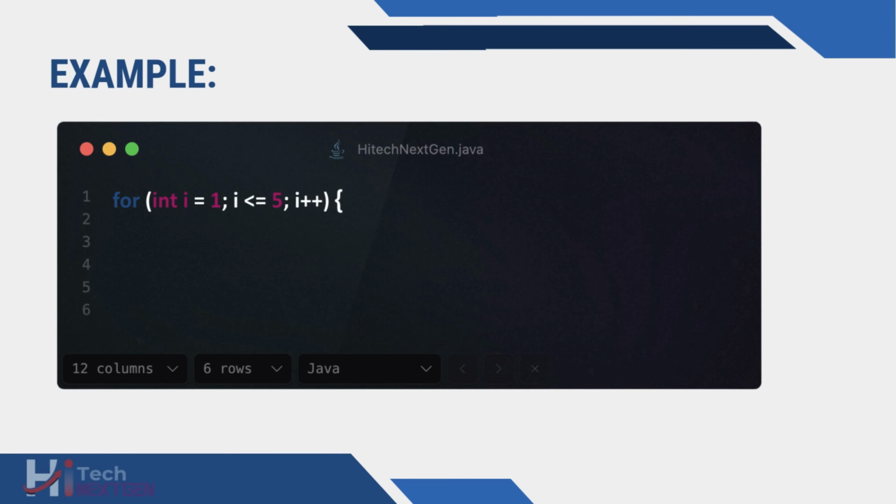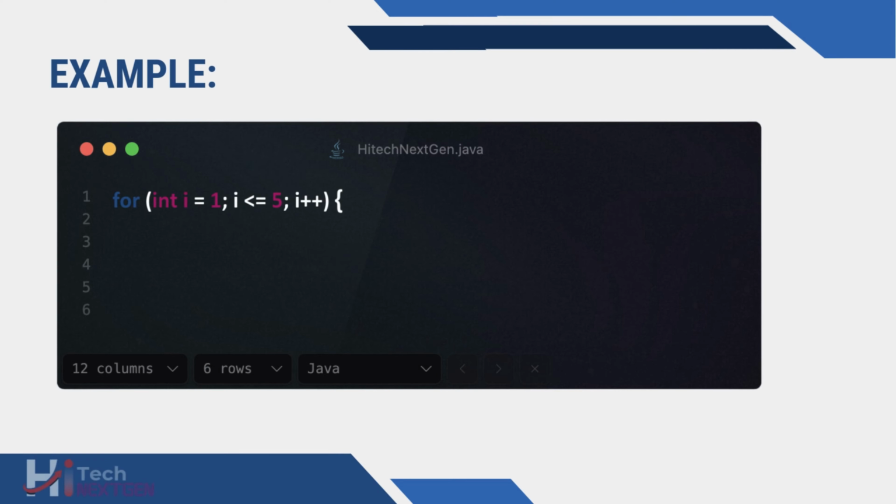The while loop is another loop type that runs as long as a specified condition is true. This loop is often used when the number of iterations isn't known beforehand. Example: int i = 1, while (i <= 5), System.out.println("count " + i++). This loop also prints count 5 times, but the condition is checked before each iteration.